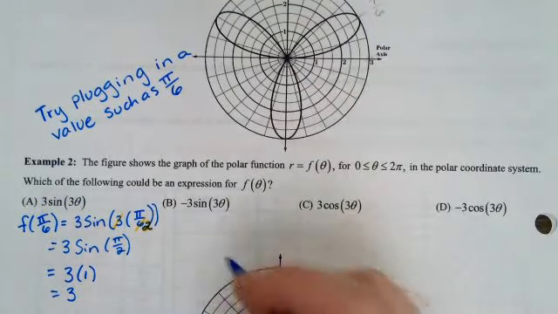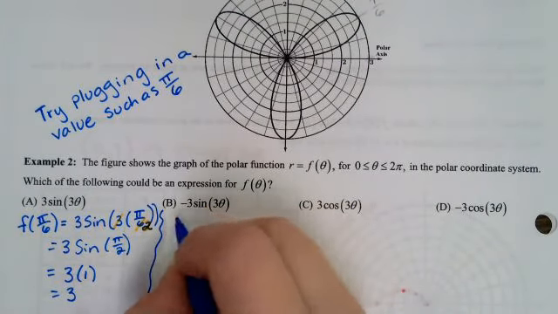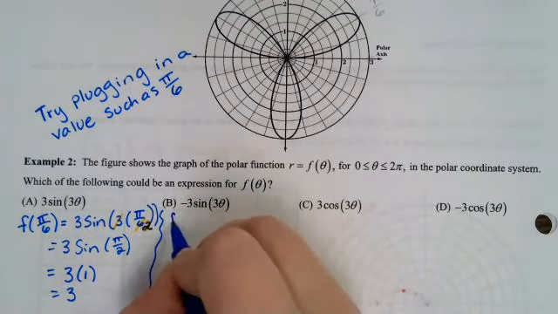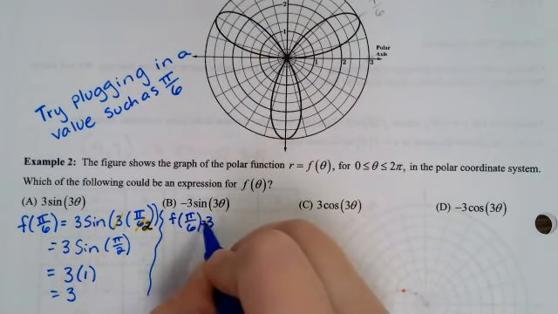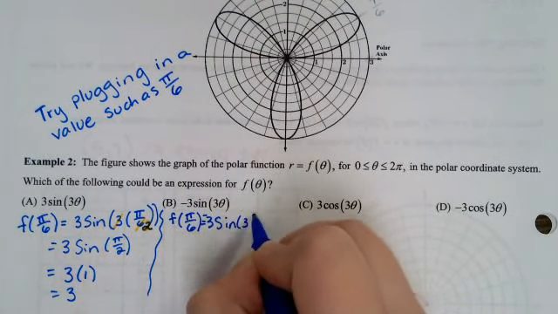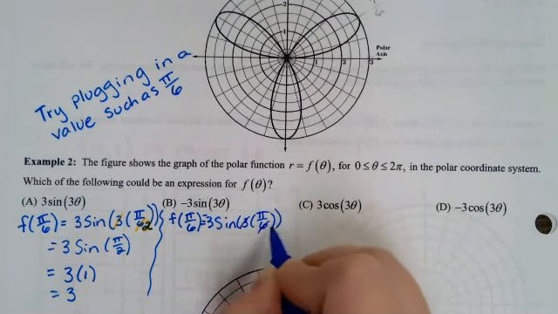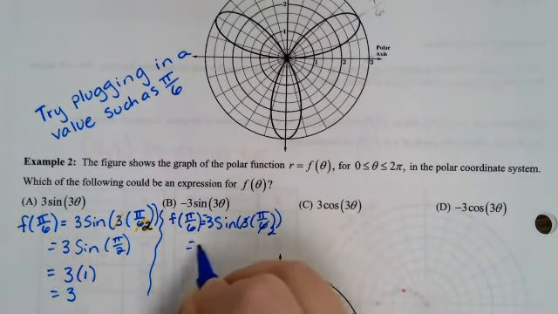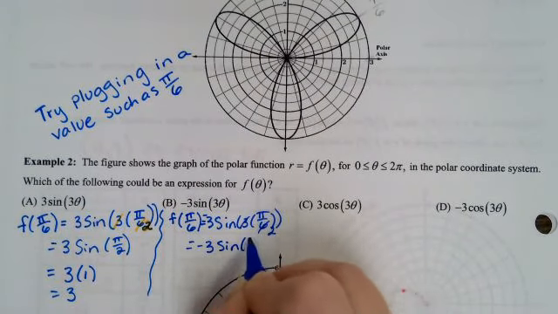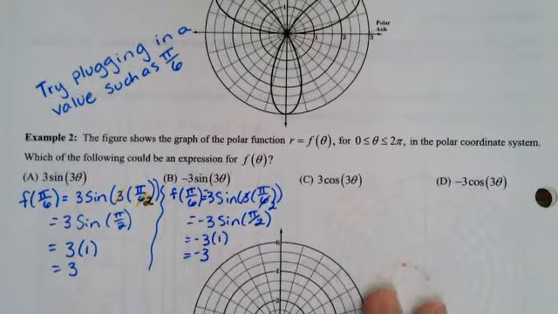Now, let's try the other one and see whether I get a similar situation or is it different? Because if I get multiple that work, then maybe I need to try a different angle. This is -3 sine 3 times pi over 6. Okay, same situation. The 3 and the 6 will cancel. So really, I'm looking at -3 sine of pi over 2. Sine of pi over 2 we said was 1. So my output here would be -3.